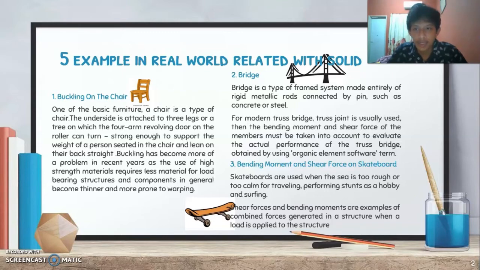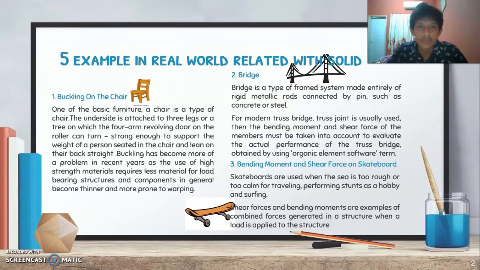One of the basic furniture, a chair is a type of seat attached to three legs or a tree on which the four-arm revolving door on the roller can turn, strong enough to support the weight of a person sitting in the chair and leaning on their back. Buckling has become more of a problem in recent years as the use of high strength material requires less material for load bearing structures, and components in general become thinner and more prone to warping.